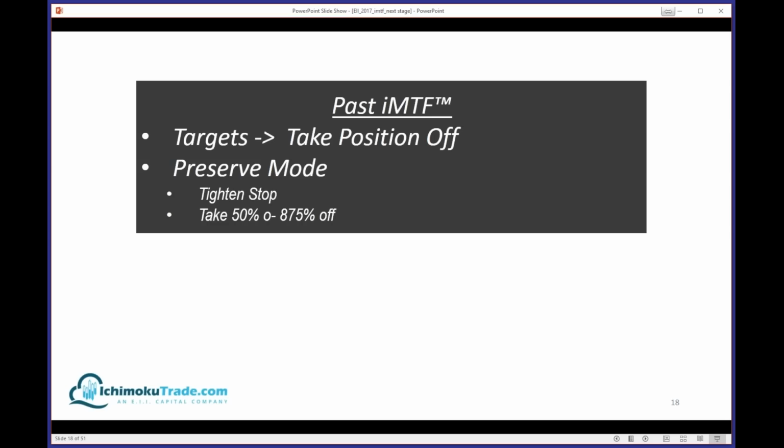Okay, and also preserve mode. Where do you sit there and tighten up your stop? Where can you take some positions off and so forth? That should be 75% of your positions, not 875.